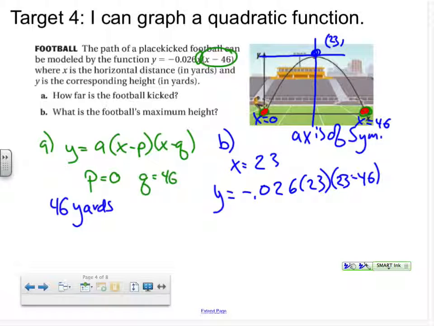And we can see the maximum height is 13.754. Don't forget your label, yards. All right? And we did that simply by finding the vertex.